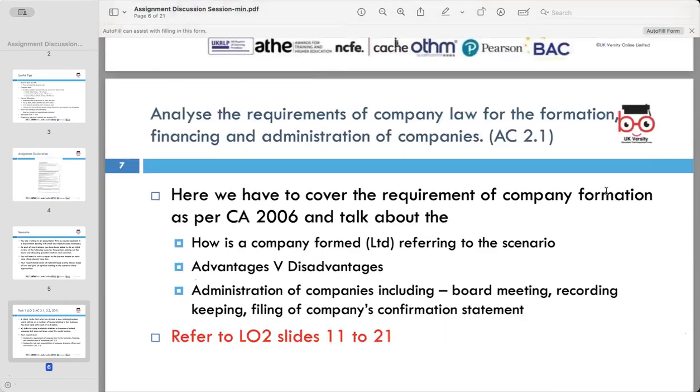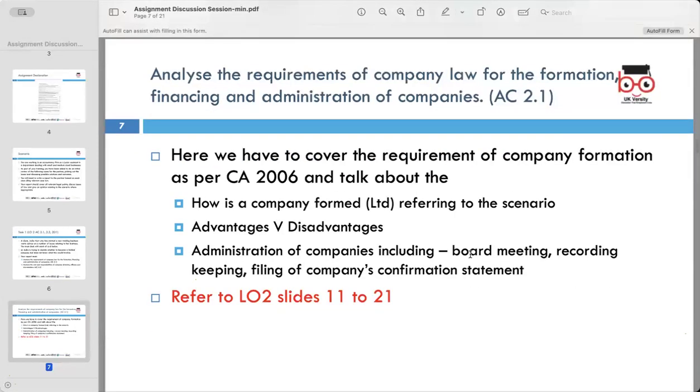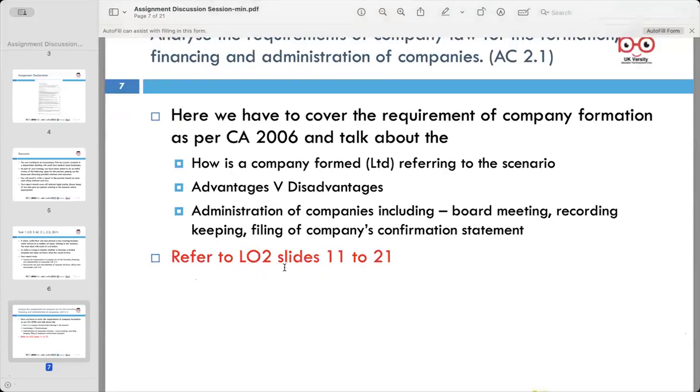Then analyze the requirements of company law for the formation, financing, and administration of a company. Here we have to cover the requirements of company formation as per the Companies Act 2006, and talk about how a company is formed, referring to the scenario, advantages versus disadvantages, administration of companies, including board meetings, record keeping, and filing of the company's confirmation statement. Again, refer to learning outcome 2 slides 11 to 12.